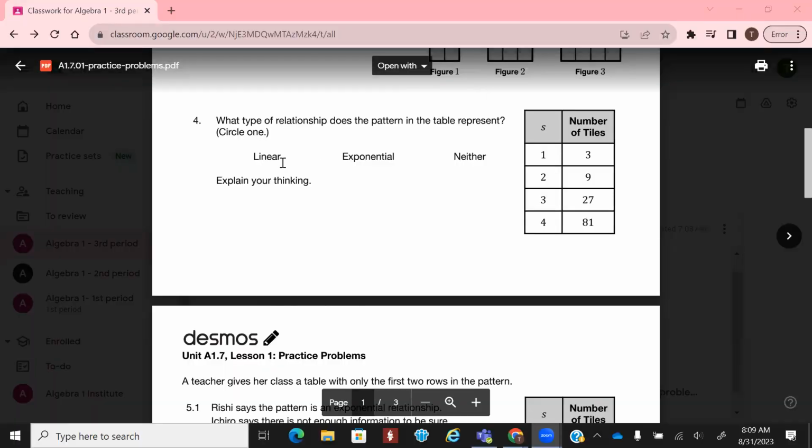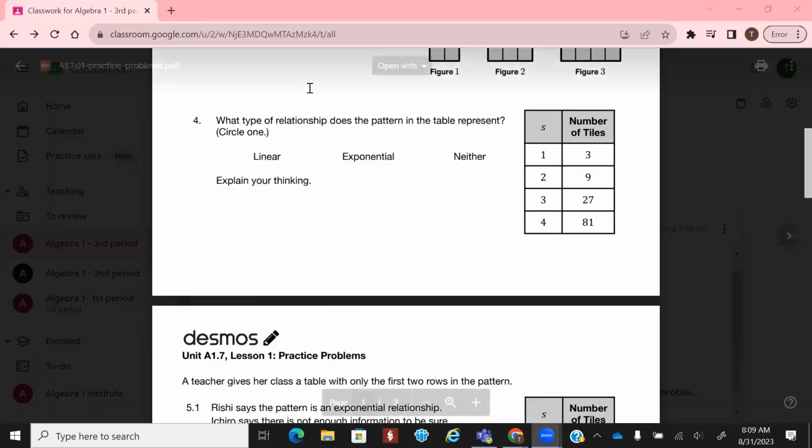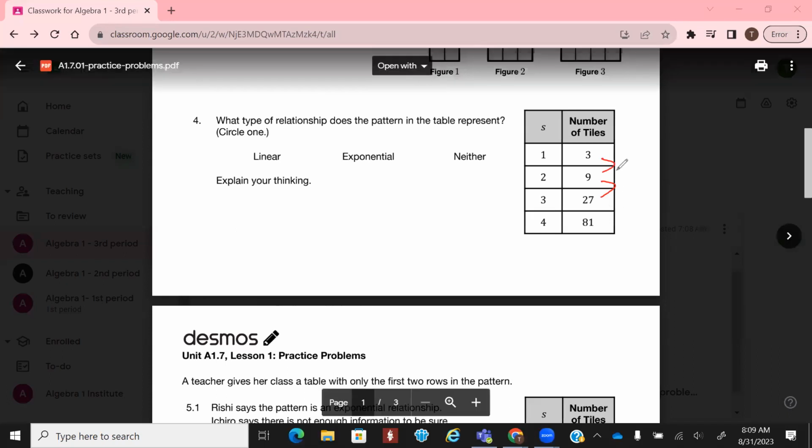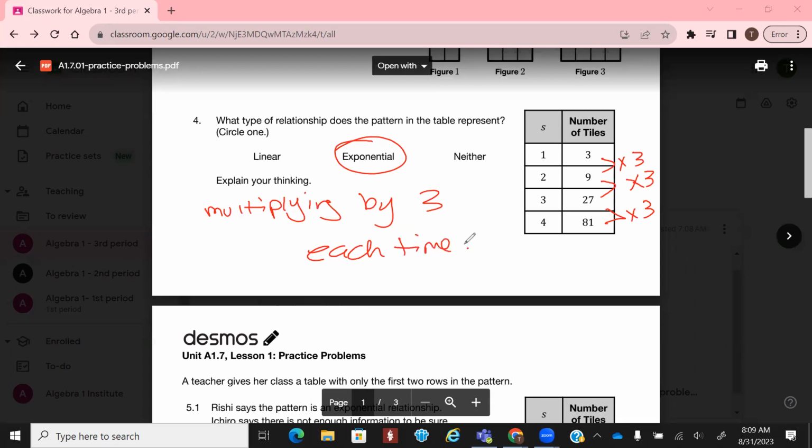All right. What type of relationship does a pattern in the table represent? So each time, what's happening? Just multiply by 3. It's multiplying by 3 each time. So is that linear? Yes. Remember, linear, we're going to add something each time or subtract something each time. Is it squaring each time? No. So this is going to be called exponential because we're multiplying by 3 each time. If it was a quadratic, we would find the first difference and then we would find the second difference, and the second difference would be the same.